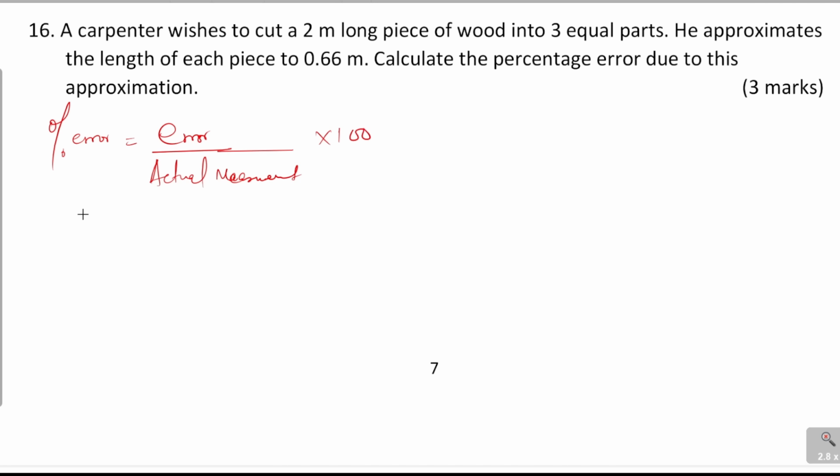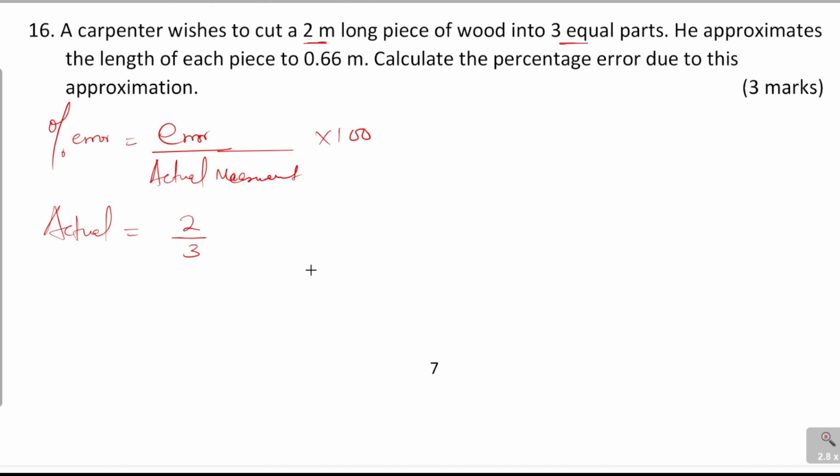Now what is the error? We begin with the error. This carpenter wishes to cut a 2-meter long piece into 3 equal parts. So we need to know the length of each part. That will give us the actual. The actual length of each part will be 2 meters, then you divide by 3 because he is cutting into 3 equal pieces. So we leave it at that. The moment you approximate, you start writing it in decimal form and cutting it to a number of significant figures or decimal places, you'll be creating another error. So just leave it the way it is.